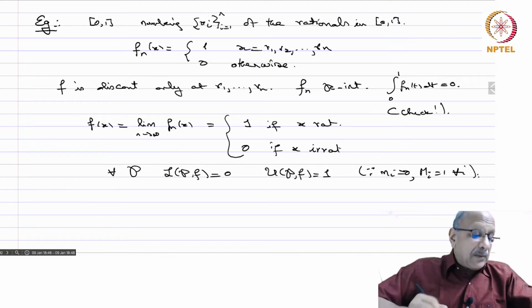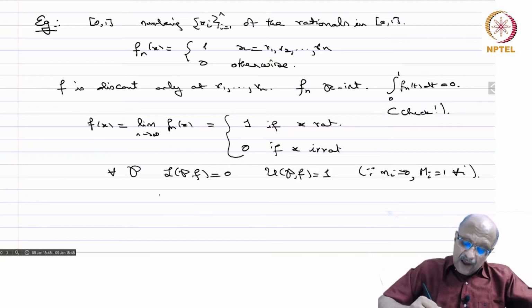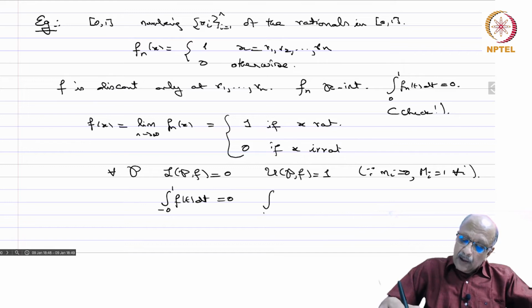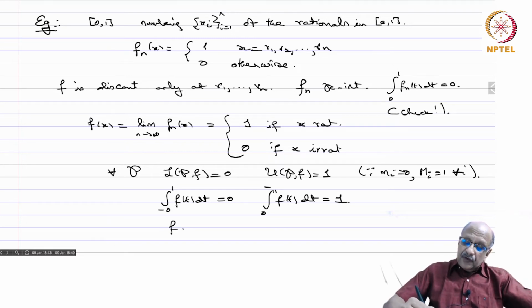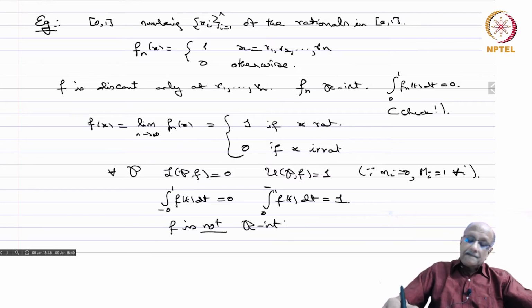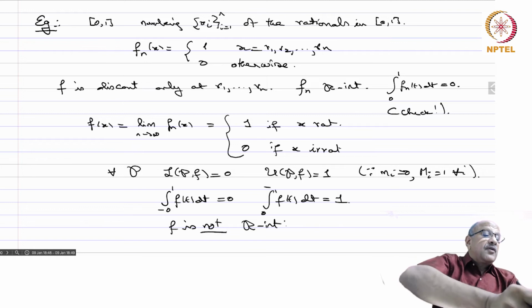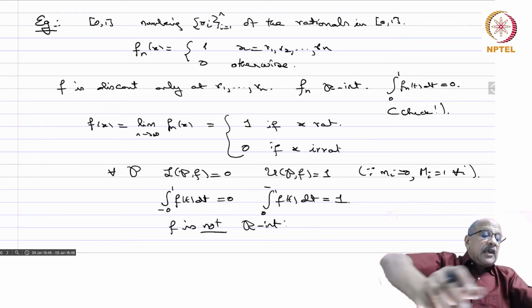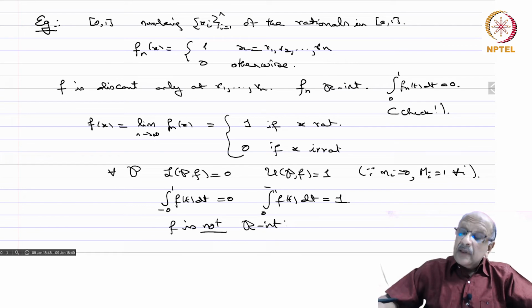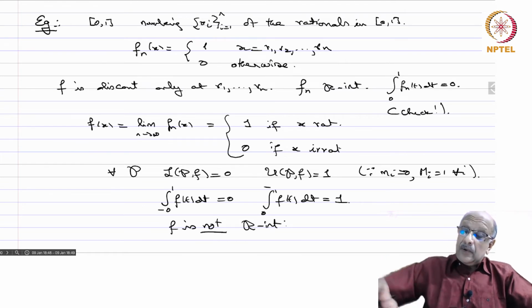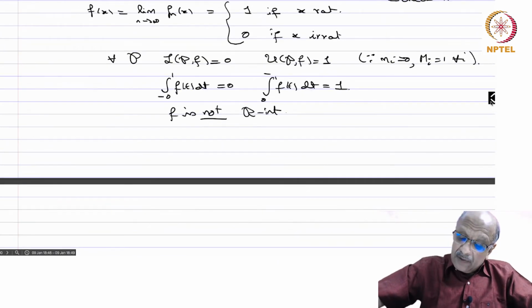Okay, whatever may be the point, this thing. And therefore you have that the lower integral from 0 to 1 of f(t) dt equals 0 and the upper integral from 0 to 1 of f(t) dt is equal to 1, and consequently f is not Riemann integrable. So we have already come to our first drawback, namely a sequence of Riemann integrable functions need not converge to a Riemann integrable function. Okay, now things become worse.